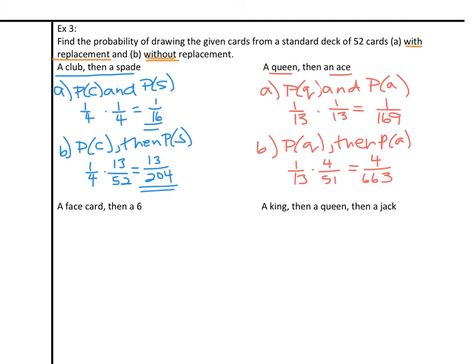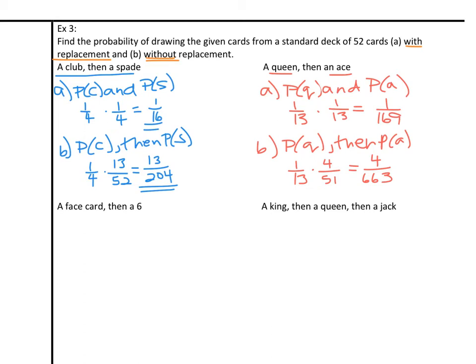If we pick the queen and set that card down, that means there are only 51 cards left. There are 4 aces, so the second probability changes slightly to 4 out of 51. Multiply those two fractions together and you have a 4 in 663 chance of getting a queen and then an ace. All right, how about a face card and then a 6?